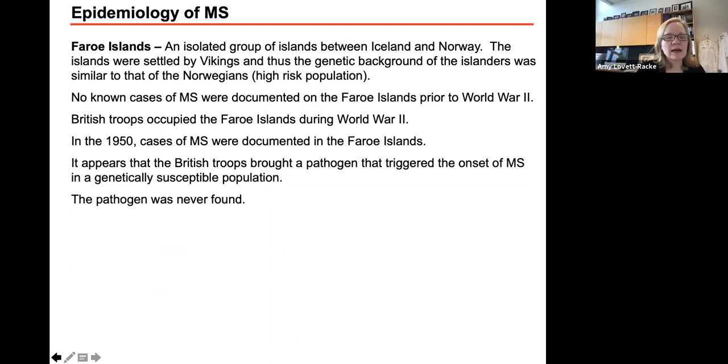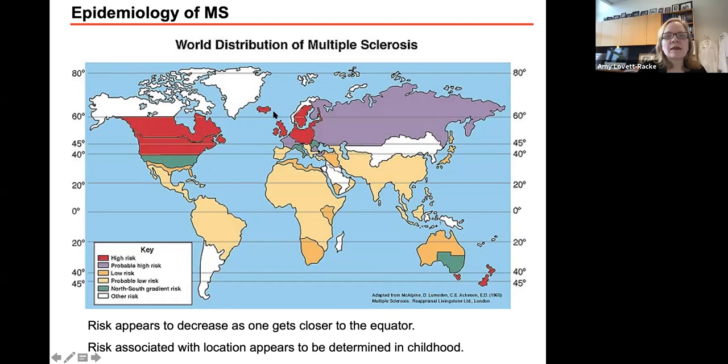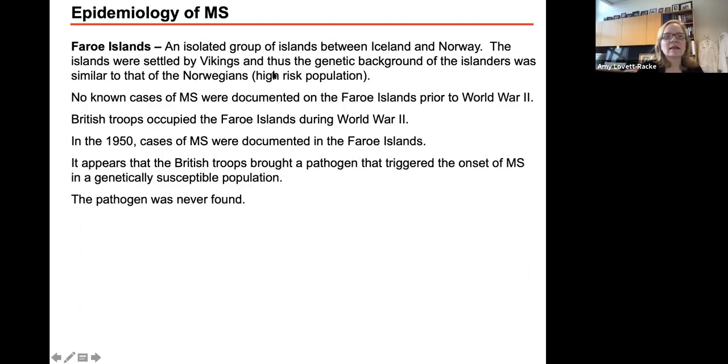So there's a story about the Faroe Islands. This is a group of islands, actually, in here, you don't even see it. It was a very isolated set of islands that were settled by the Vikings. And so the genetic background of the individuals is the same as the people from Norway, okay? And Norway has had a high incidence of MS as far as records show, okay? But there was no evidence that anybody on the Faroe Islands had ever had MS, okay?